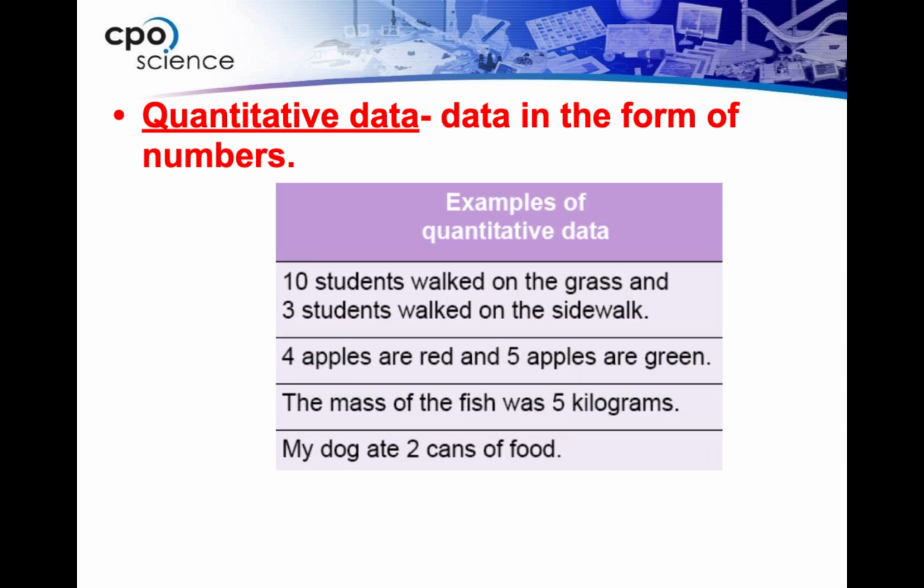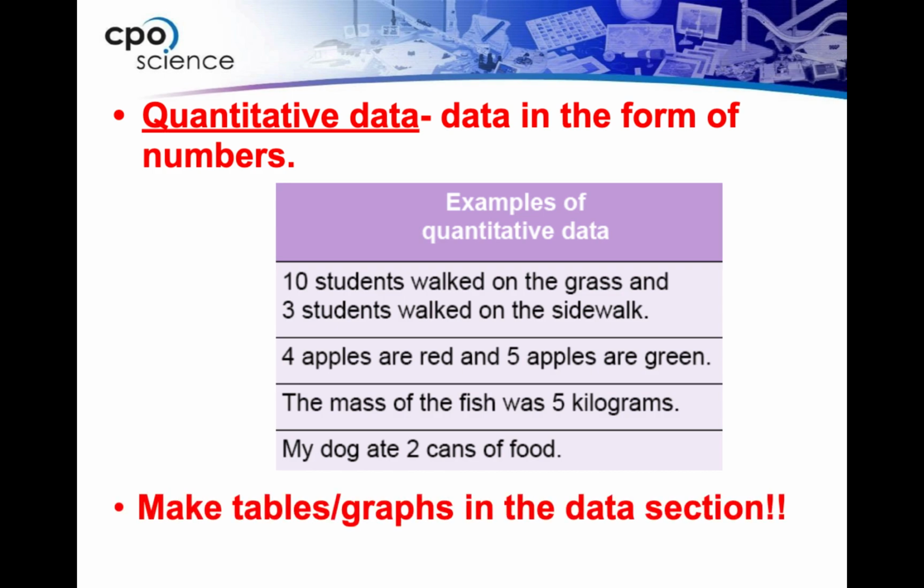If we look at the examples from the previous page, if Sam actually counted, all right, 10 students walk on the grass, 3 students walk on the sidewalk. So there's a number. 4 apples are red, 5 apples are green. The fish was 5 kilograms. My dog ate 2 cans of food. So quantitative data is data in the form of numbers. So if you guys see numbers, quantity, quantitative data.